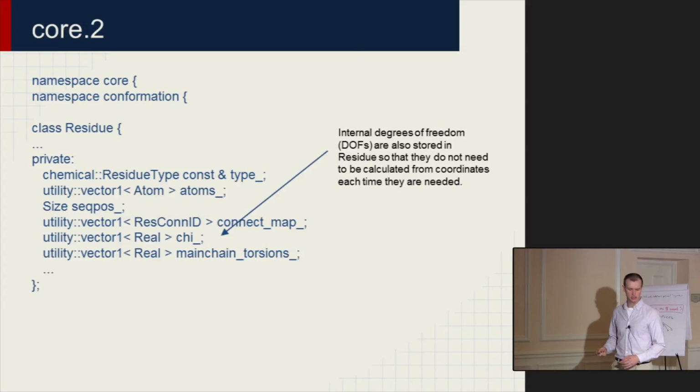Okay, so in addition to the XYZ coordinate information, the residue is also a receptacle for internal geometry. So it has a vector representing the chi dihedrals and the main chain torsions. This is so that they don't have to be looked up out of the atom tree every time you want to access this data.